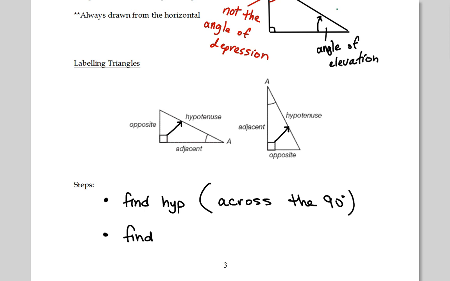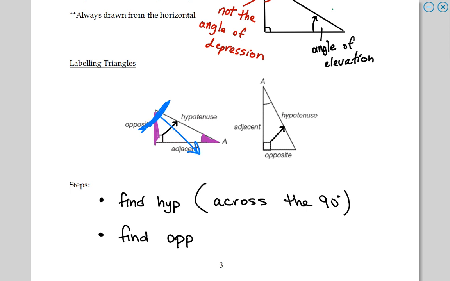If you can find the hypotenuse, which is across the 90, you can find the opposite side, which I'm going to call OPP. So where would OPP be? Well, if I'm going to work with angle A, then this is the opposite side. Now if I work with the angle up here, then that's the opposite side. So opposite and adjacent, these terms that you're going to have to use, are relative to which angle you're going to work with.